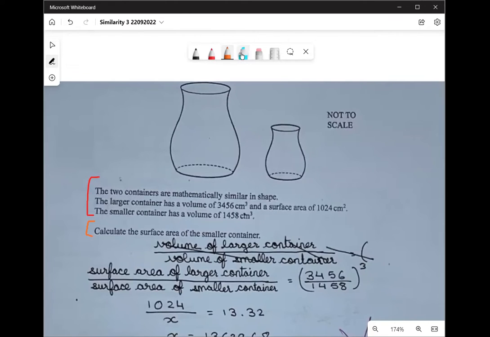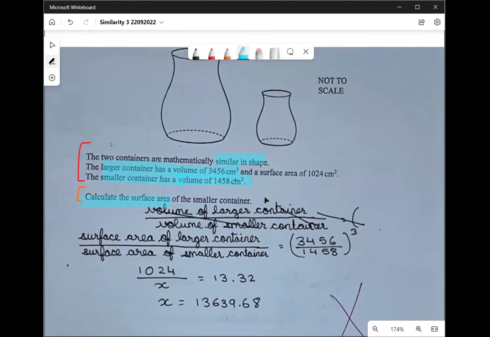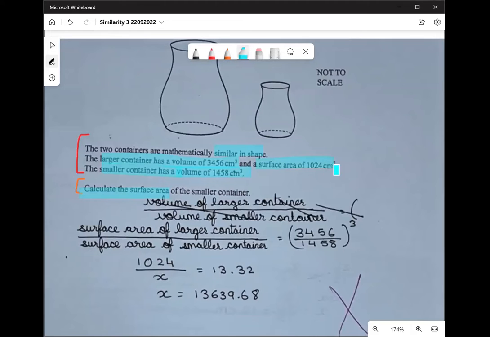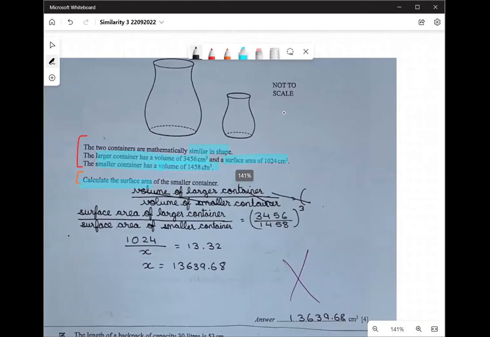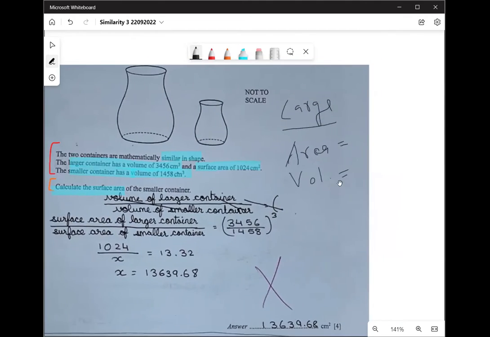Smaller container. What are they asking you? What do you have to find? Surface area. And what have they given you? They've given you the volume of the smaller container. They've given you the volume of the larger container. And they're telling you that the shape is similar. They've also given you the area of the larger one. So I'm going to write things down here. For the larger one, we know the area and volume.